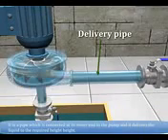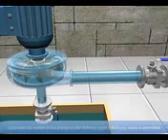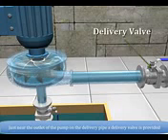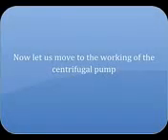Delivery pipe. It is a pipe which is connected at its lower end to the pump, and it delivers the liquid to the required height. Just near the outlet of the pump on the delivery pipe, a delivery valve is provided. Now let us move to the working of the centrifugal pump.